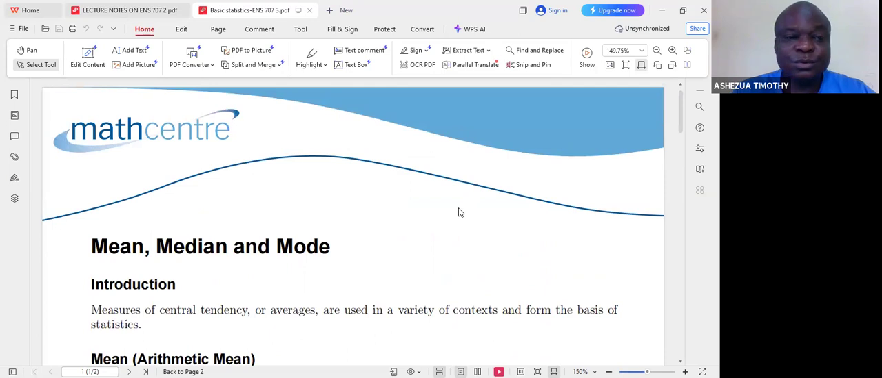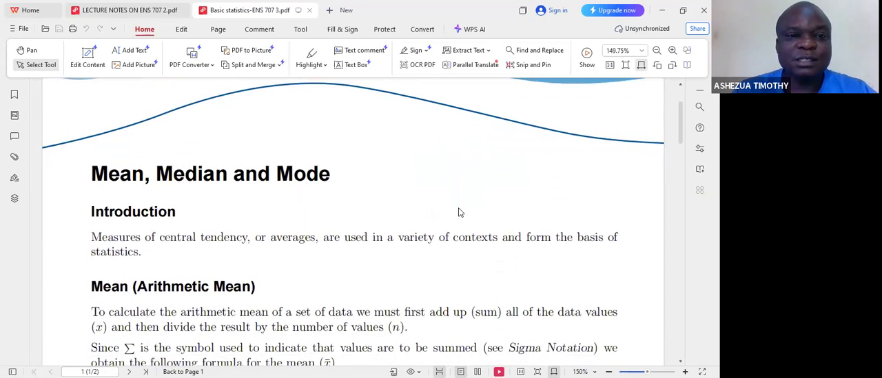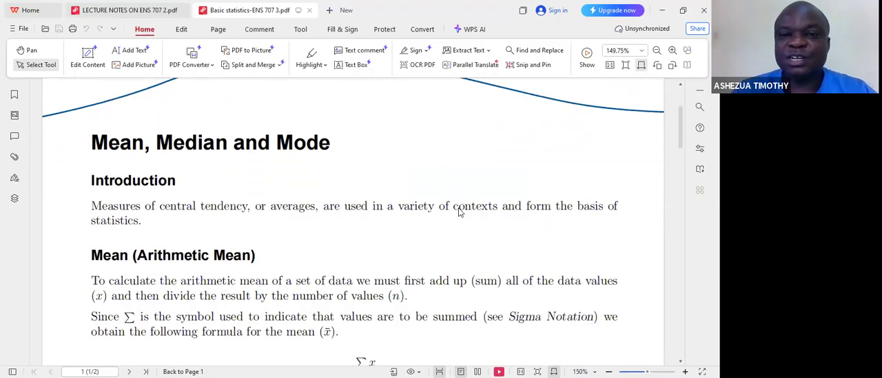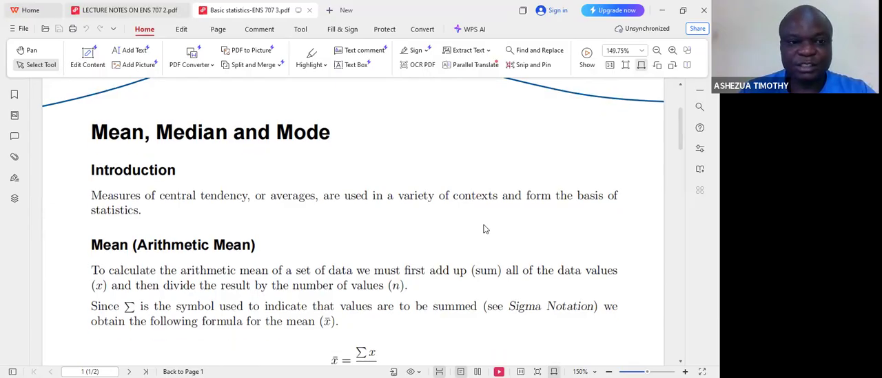Next, we'll do median and mode. The one we're doing now is from ungrouped data. We have data that is grouped. We have data that are not grouped. So, mean, median, and mode are measures of central tendencies or averages and form the basis of statistics.